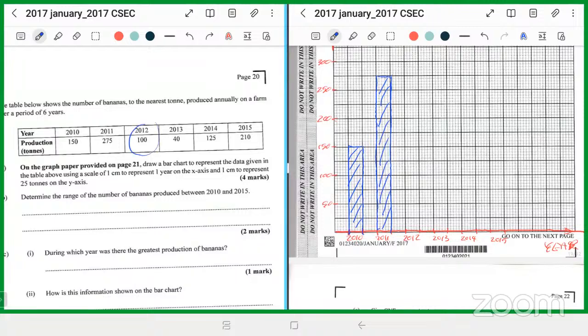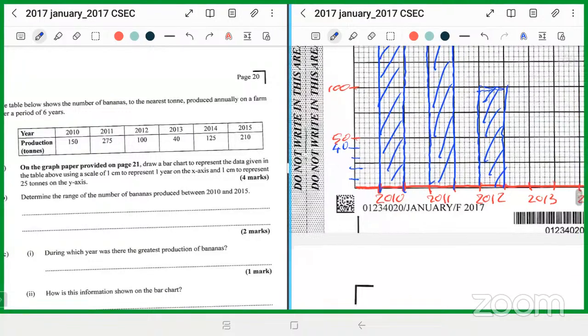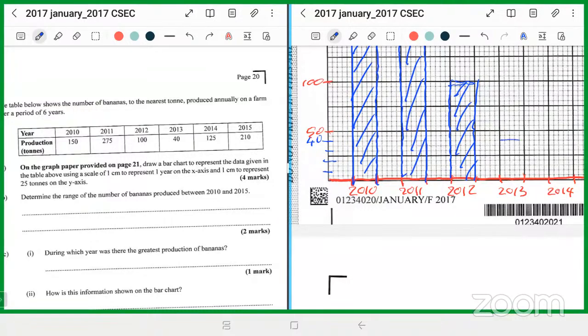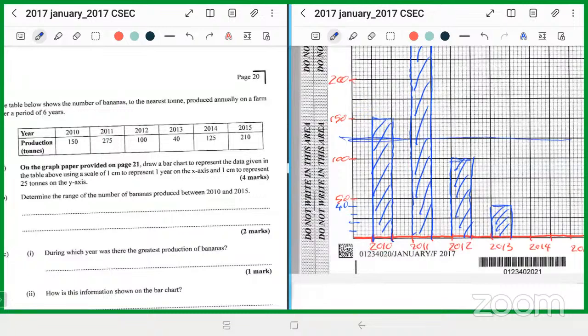The third bar drops down to 100. So 100 is right here on the third bar. The next bar drops down to 40. All right, so we get this 40. Since there are 10 lines between 0 and 50, every other line is 10. So this is 10, 20, 30, 40 is right here. That's 40. The next one is 125. So 125 is this line. The next bar goes up to that, 125.